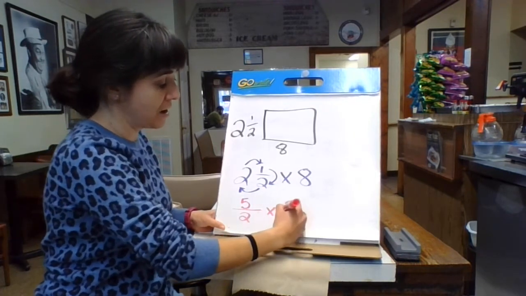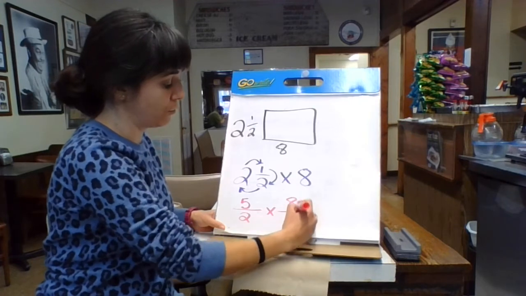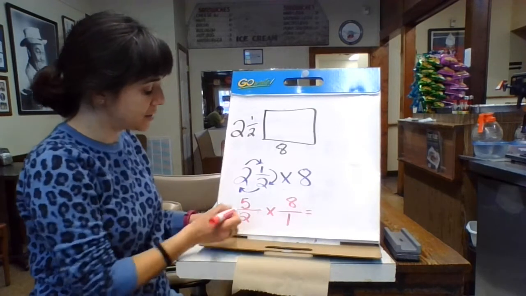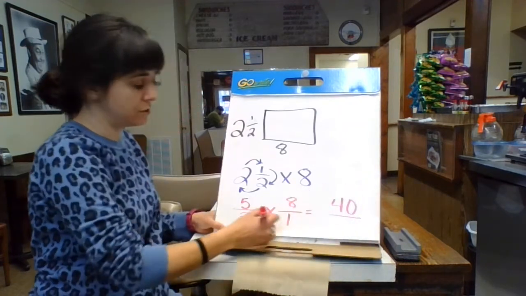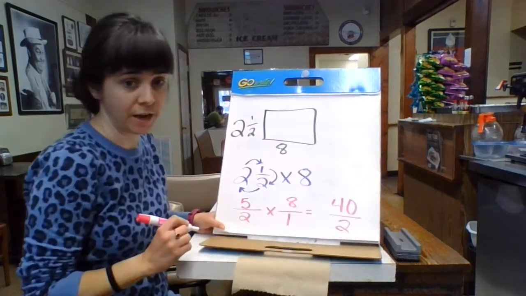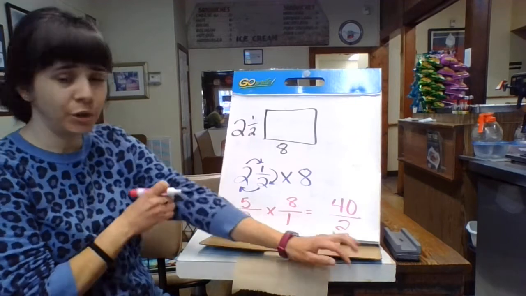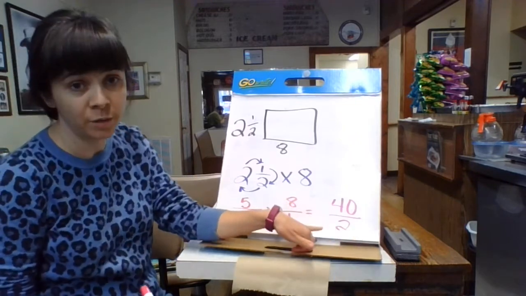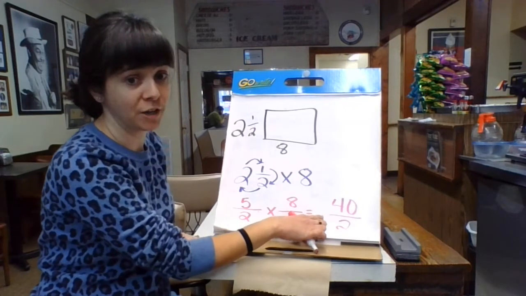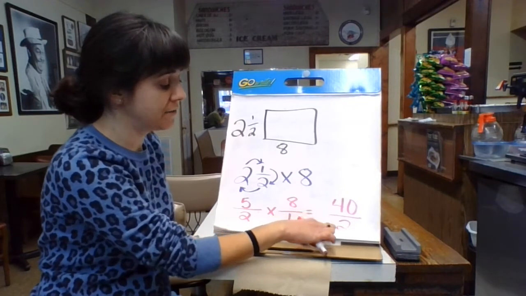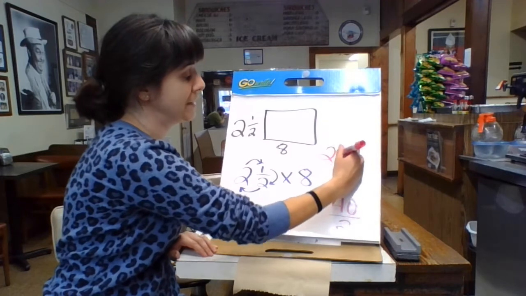And then to make 8 a fraction, I would put 8 over 1. Okay, so 5 times 8 is 40, my numerator, and 2 times 1 is 2, my denominator. And then that does look a little bit wonky because I have 2 whole numbers I can just divide. So 40 divided by 2, fraction bar means to divide, 40 divided by 2 equals 20.